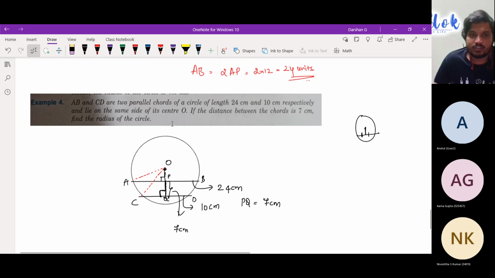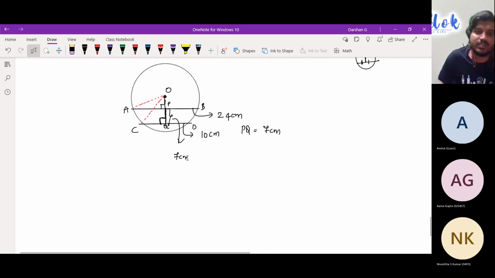Welcome, Nivedita. Please start doing this question. I've given the question and I've also shown how it looks. So we have two unknowns here. Is it 8.366? Let me verify. The answer is wrong. You have to find the radius of the circle, so it's not 8.366. No, it's not. The answer is wrong. Sir, is it 13 centimeters? Yeah, 13 centimeter is the right answer.